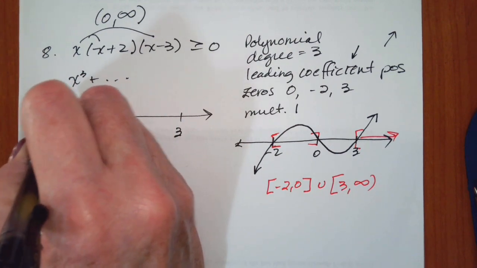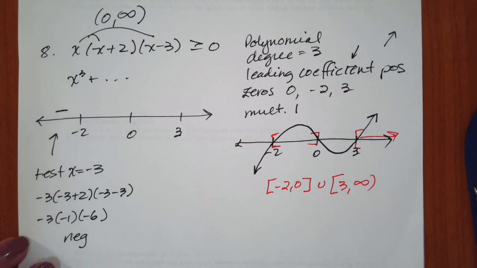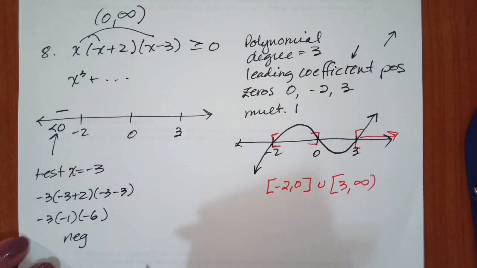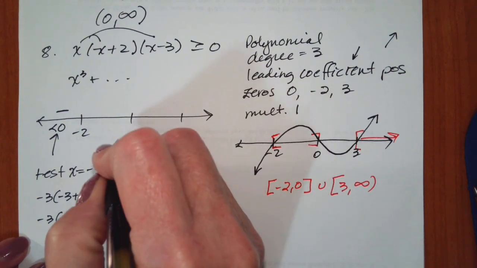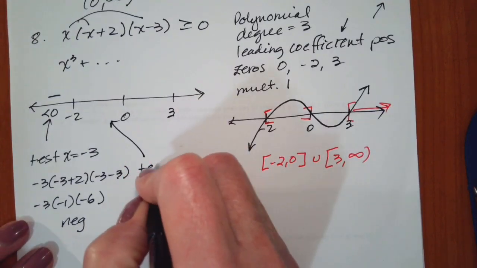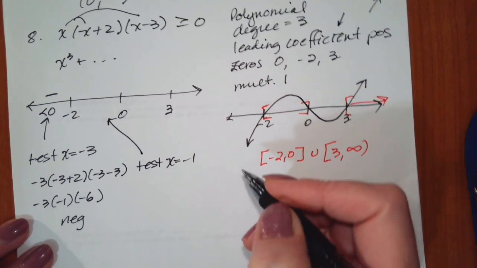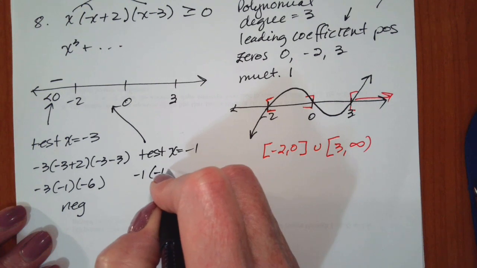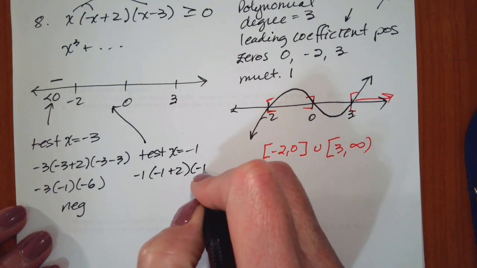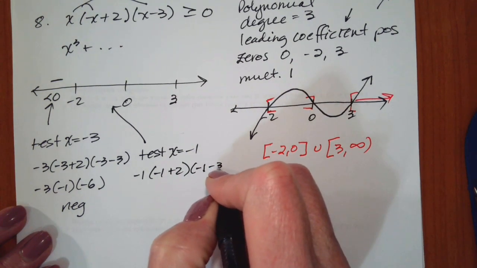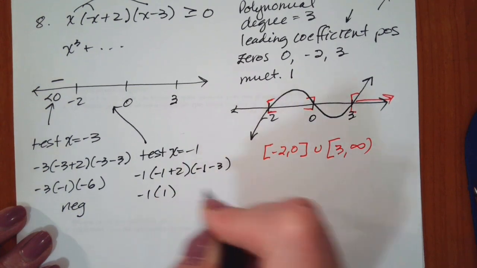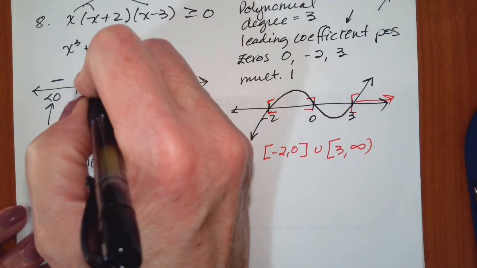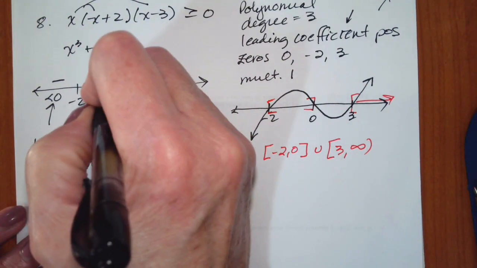So this is negative. So everything down here means that this is less than 0. Okay. For in here, I'm going to test x equals negative 1. So negative 1 times negative 1 plus 2 times negative 1 minus 3 gives me negative 1 times 1 times negative 4, which is positive. So since this is positive, this means it's greater than 0.